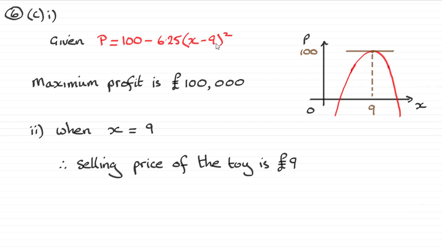Okay, so that maximum profit is not 100, but remember p is measured in thousands, so that's going to be £100,000, and it's achieved when x equals 9. So that selling price of the toy is £9. There's no need to resort to differentiation to try and work out the gradient at any point on that curve and set it equal to 0. It's very quick, as hopefully you've been able to see.